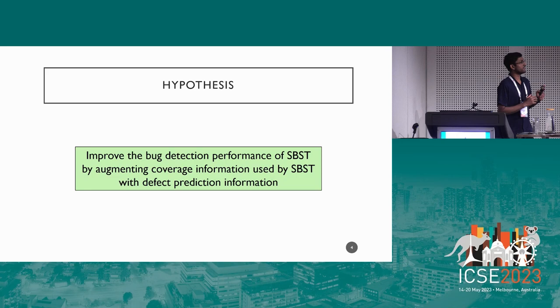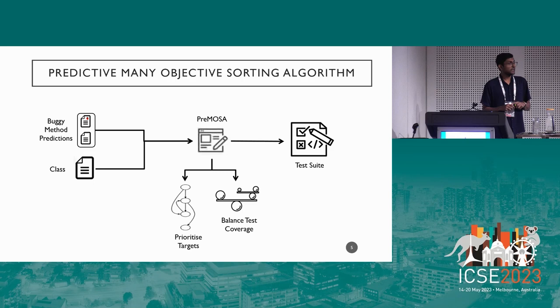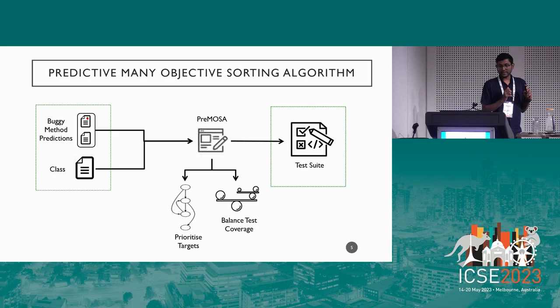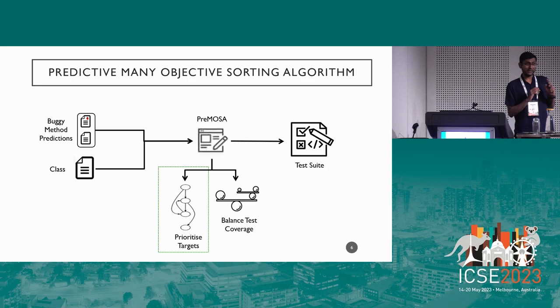We proposed the predictive many-objective sorting algorithm, or PREMOSA in short, which uses information from a defect predictor and focuses the search for testing the likely buggy methods to increase the chances of detecting bugs. PREMOSA takes as input a class with methods labeled as buggy or non-buggy and outputs a test suite. PREMOSA has two main components.